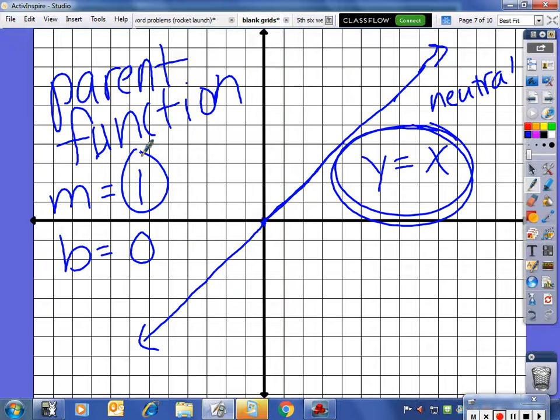Okay, how do you think you would make it steeper? What do you mean adding a 1? Tell me how you would change the equation to make it steeper.